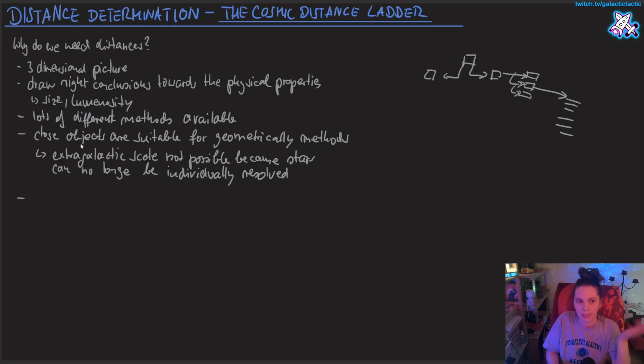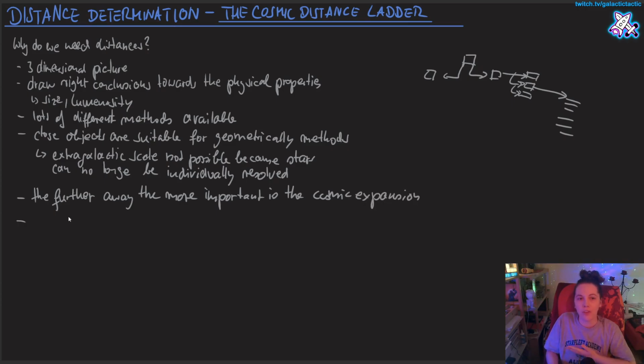Okay, so this is for close objects, and the farther out we go, the more important becomes the cosmic expansion, right? The further away, the more important is the cosmic expansion. And because all of this is very difficult to achieve, distance determination is difficult, that's why it's conventionally based on something called the cosmic distance ladder, okay?